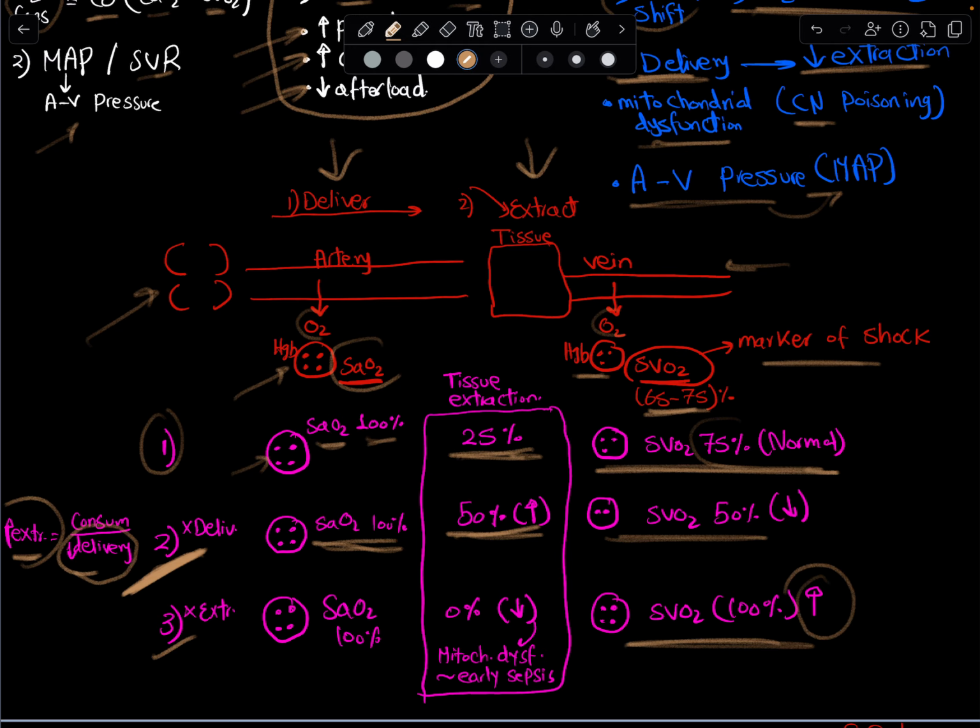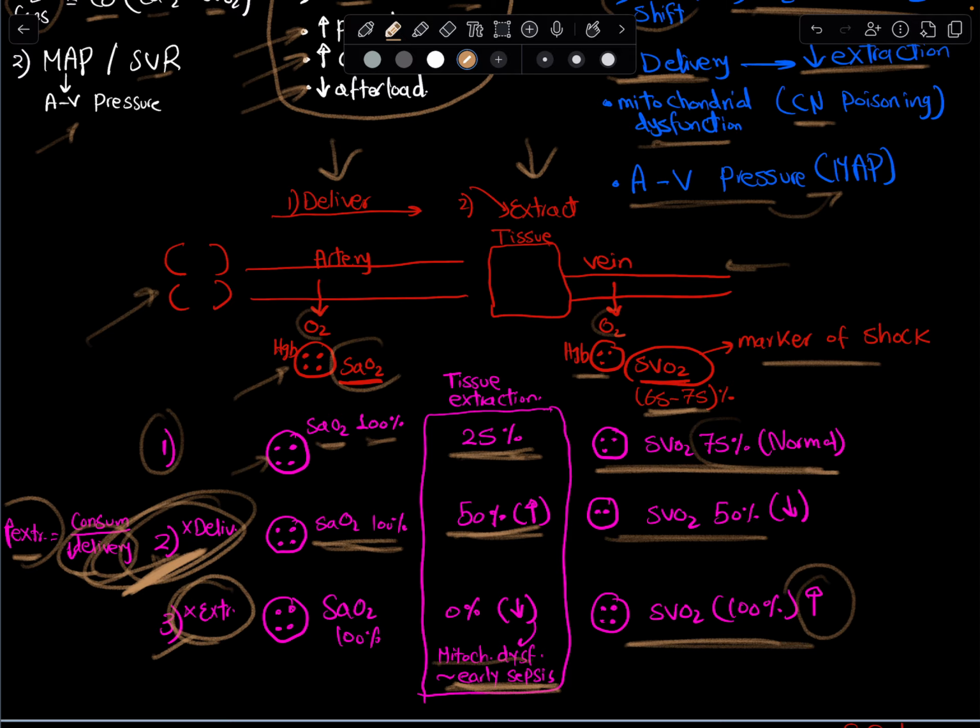So this means there's an extraction problem, which you can see in different states, like mitochondrial dysfunction or sometimes early sepsis. Most types of shock are going to fall under the other category, which is cardiogenic, obstructive, or late sepsis. So most types of shock will be a delivery issue rather than an extraction issue, right?